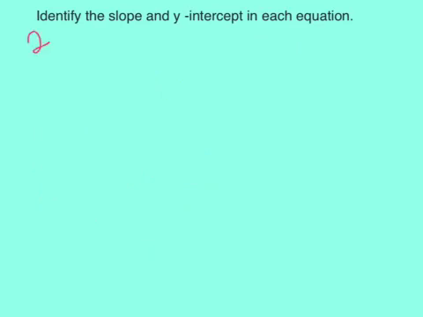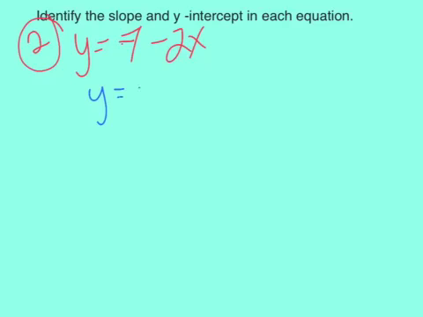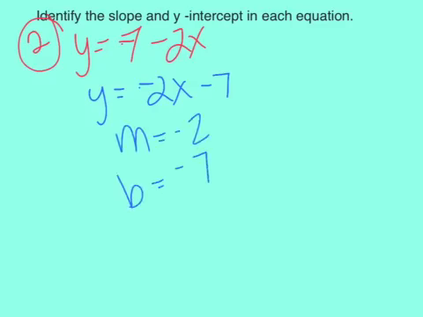Alright, let's look at problem 2. Problem 2 says, what if y = 7, let's go negative 7, minus 2x. Again, we want to make sure it's in y = mx + b. So the first thing I'm going to do is change that to y = -2x - 7. Then I can see that my slope is negative 2 and my y-intercept is negative 7. Let's look at one more example. We'll call that number 3.